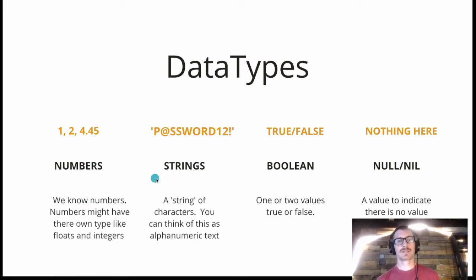We have numbers. The next common thing we're going to see is strings. So strings are just a string of characters, like a password, or like your name, or a description of a clothing item. It's just really alphanumeric text. Next common one is Boolean, and this can be one of two values, which is just true or false. We also have in some languages this null or nil value, which just indicates that there's no value. So it's a value for no value.